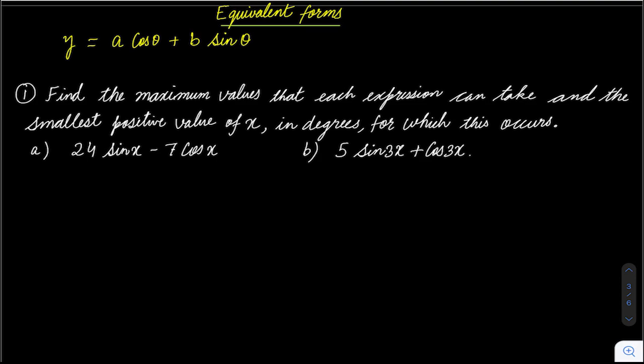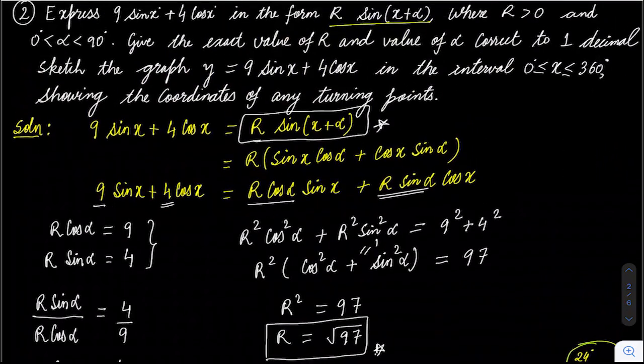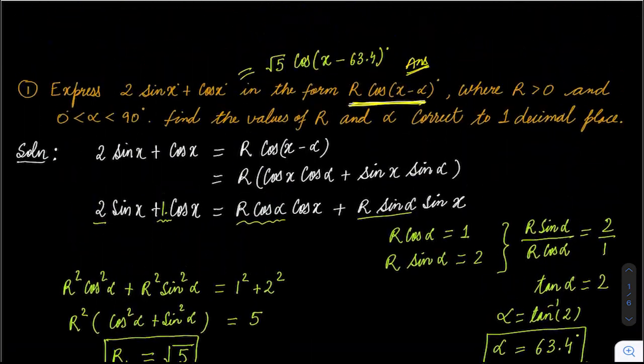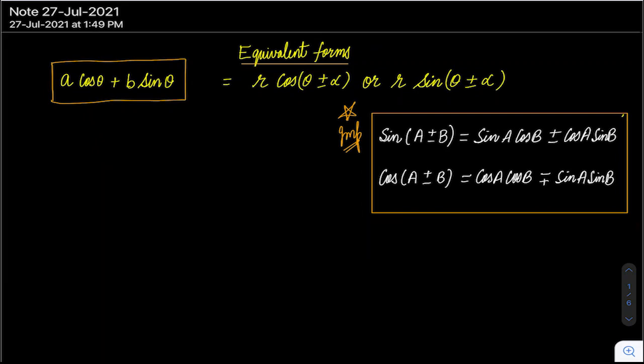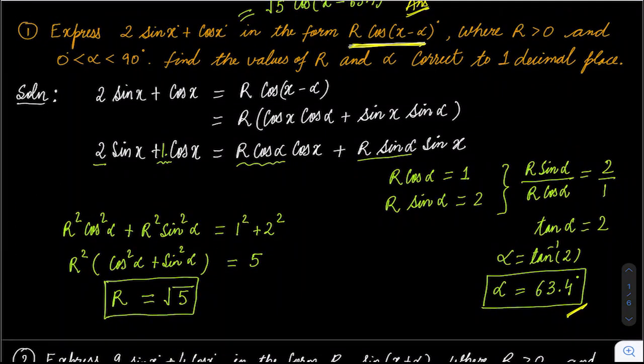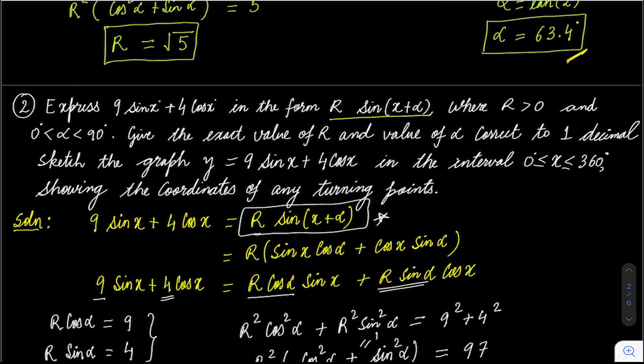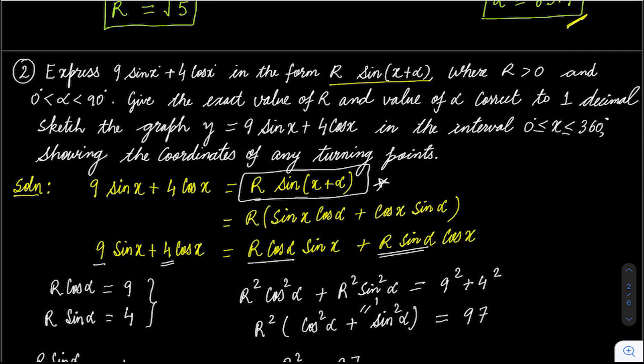Now in the previous video, we have seen the trigonometric modeling questions. That is these equivalent forms of writing a cos theta plus b sin theta. And we have taken two examples and we have seen that even one problem can be written in terms of multiple equivalent forms. So how to draw the graph, what are the transformations required for the graph, and we have also seen how to write the turning points.